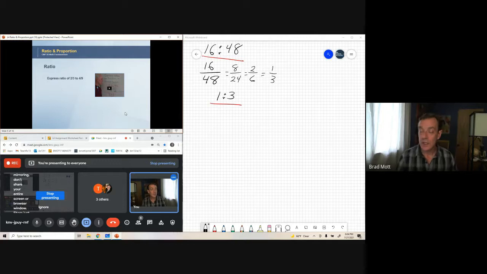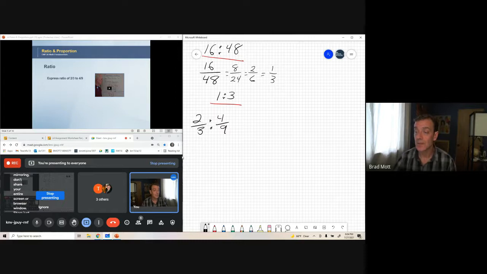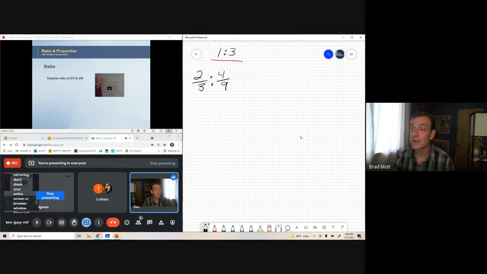So what I've shown you so far is the ratio of two whole numbers, but you can also have the ratio of two fractions. So you can have the ratio 2/3 to 4/9. A little confusing at first. So how would we express this ratio? Let's set this up as a fraction over a fraction, and this should start making sense pretty soon once I do a little manipulation of those fractions.